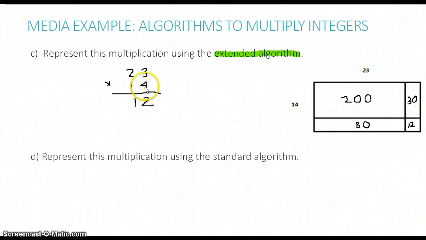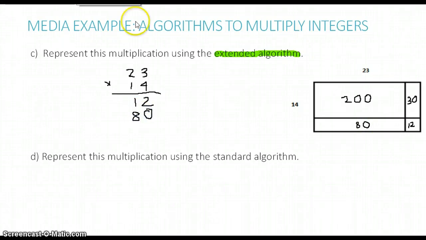Now we're going to do 4. 4 times 2 is 8. That's probably how you remember doing the standard algorithm, which we're going to do next. Remember, this means 4 times 20 because the 2 is in the tens place. Well, that's this piece right here. So 4 times 20 is 80.